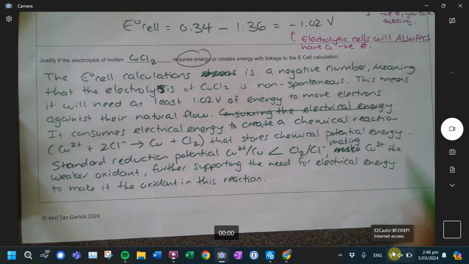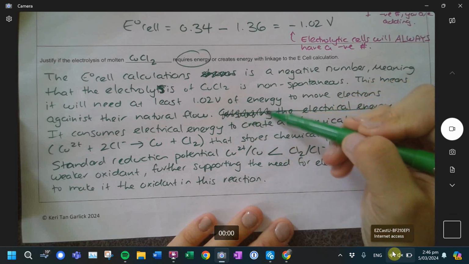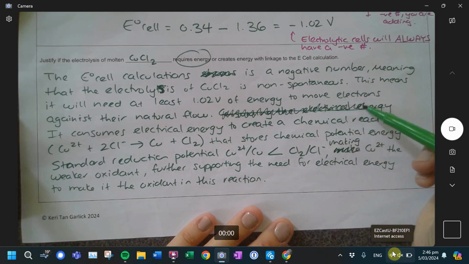I know that's a lot of writing, but that's what the excellence is looking for, is that understanding of what's happening.